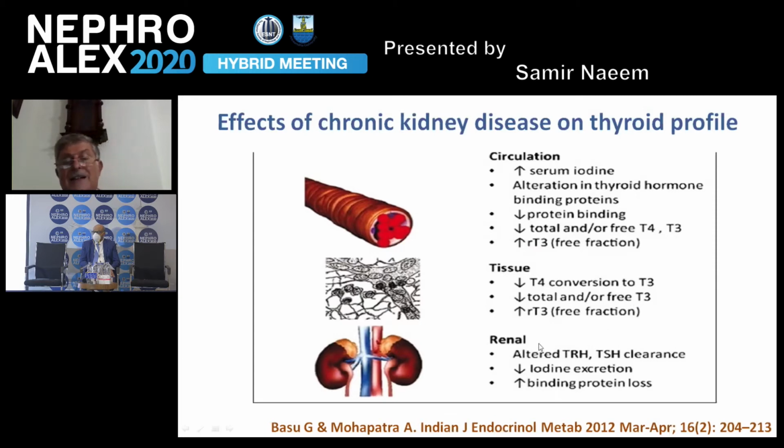Lastly, in the kidney, there is abnormality in the TSH clearance. And as I mentioned earlier, there is diminished iodine excretion with increased loss of the binding protein. This will lead to alteration of the level of thyroid hormone, namely diminution in the total T3 and T4, and a little bit of increase in the TSH. So this is expected in patients with chronic kidney disease.